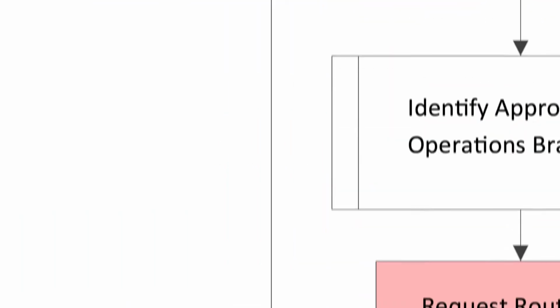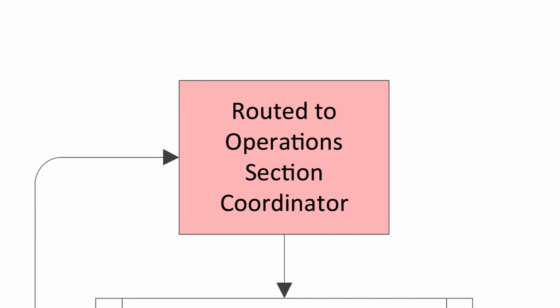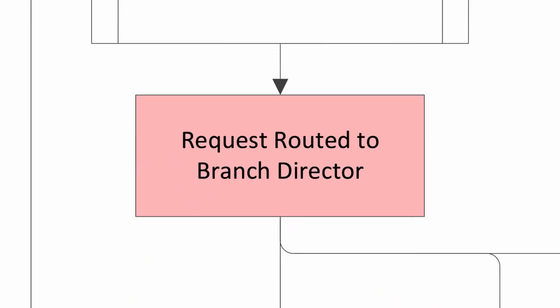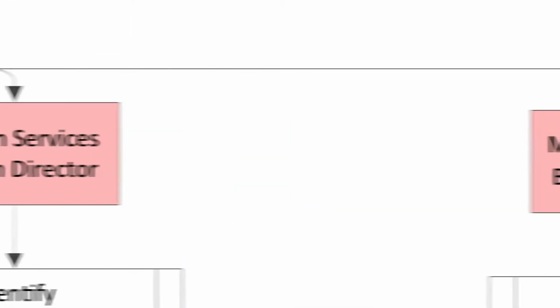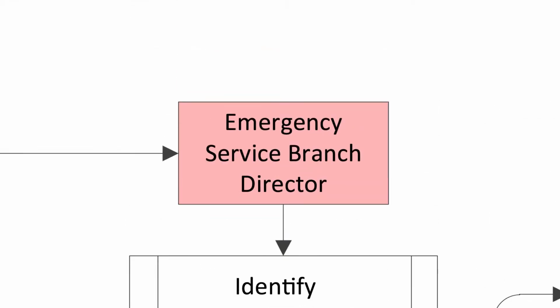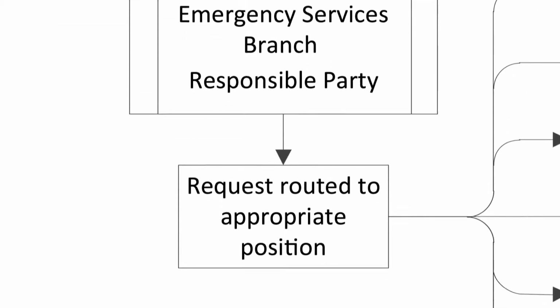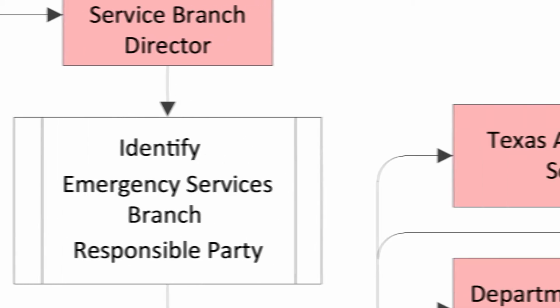If the request is routed to the Operations Section Coordinator, then the next step is to identify the appropriate branch director, either Infrastructure, Human Services, Military Support, or Emergency Services. If it's the Emergency Services branch, that director identifies the responsible party and routes the request to the appropriate position, which would be the Texas.